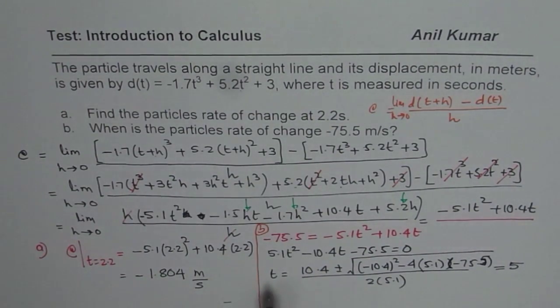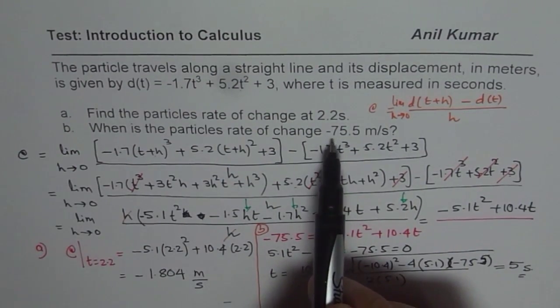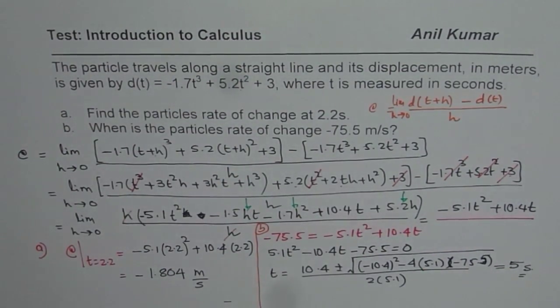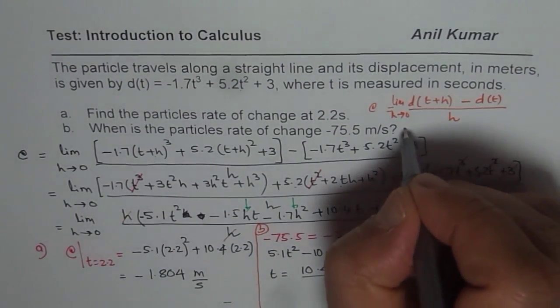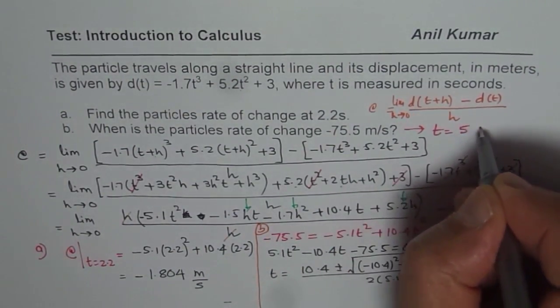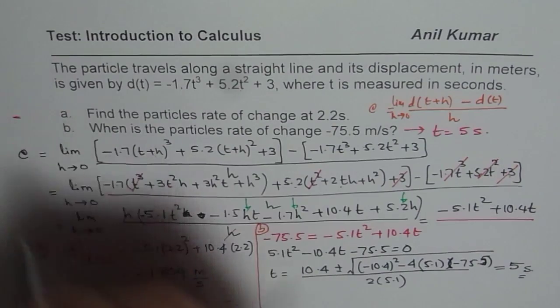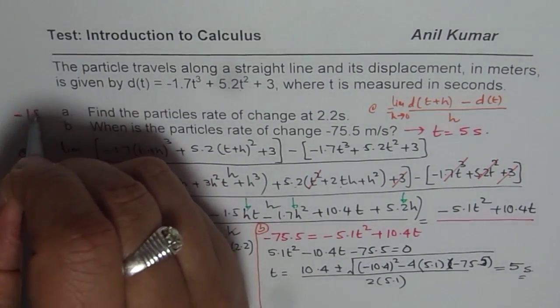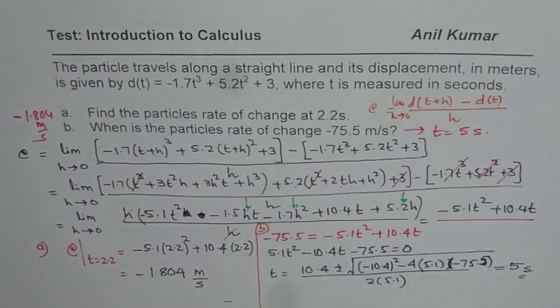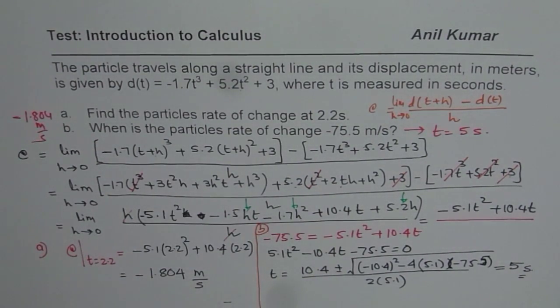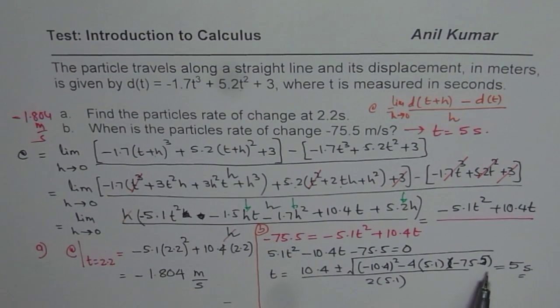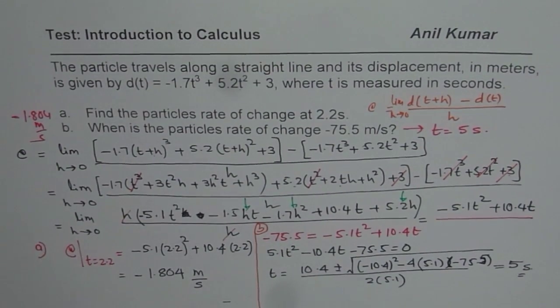It means that at time t equals 5, the units are seconds, the instantaneous rate of change will be minus 75.5. So the answer for part B is t equals 5 seconds. And for the first one, it is minus 1.8 approximately, right? 1.804 meters per second. So that is how you can answer this question, right? A lot of calculations are involved, so be careful when you do all these calculations. We were about to make a mistake right at the end. So anyway, take care, okay? Thank you and all the best.